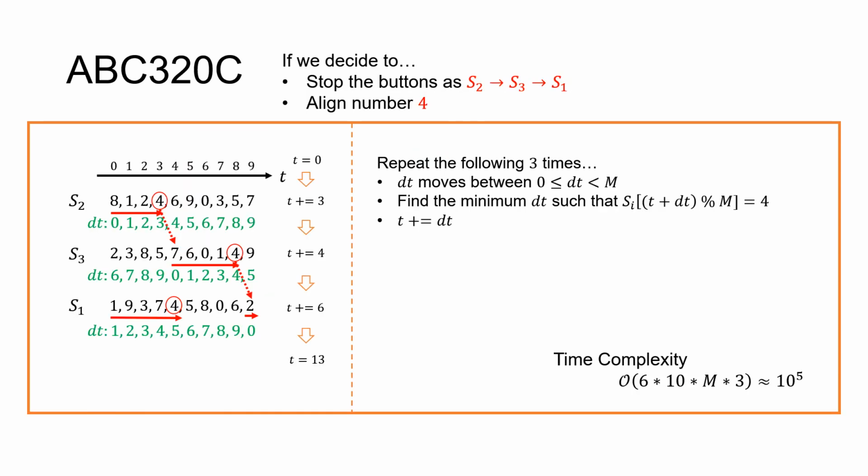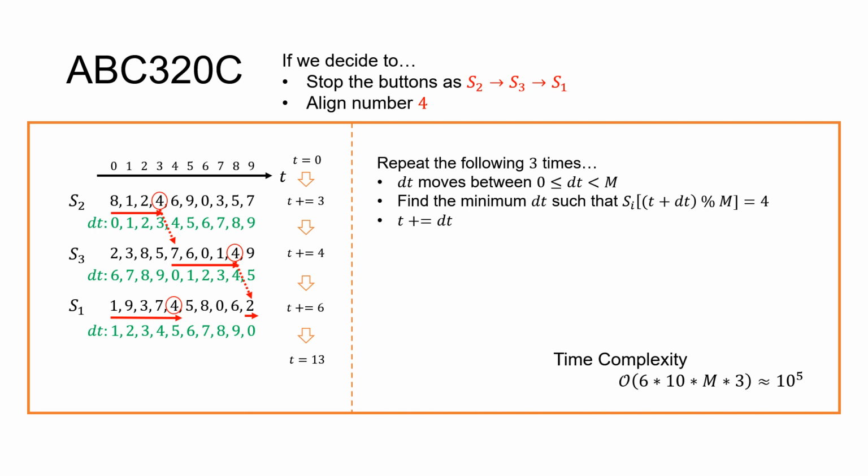After fixing the order and the number, our algorithm is like this. Here we assume that we push the buttons as S2, S3, and S1, and align number 4. We start with t equals 0. Let a variable dt move from 0 to m, and we check the numbers of S2 with the index (t plus dt) mod m in ascending order of dt. When the number comes to be 4, this means that we should stop the reel after time dt.